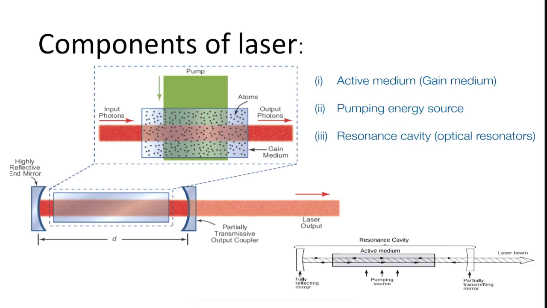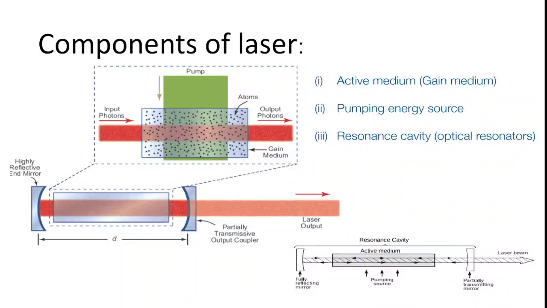So in this video we are going to see about types of lasers. There are three types of lasers, and let's see about it. Before knowing about the types of lasers, let's first see the components of a laser. There are three components. First one is the active medium, which is also known as gain medium, the second one is the pumping energy source, and the third one is the resonance cavity, which is also known as optical resonators.